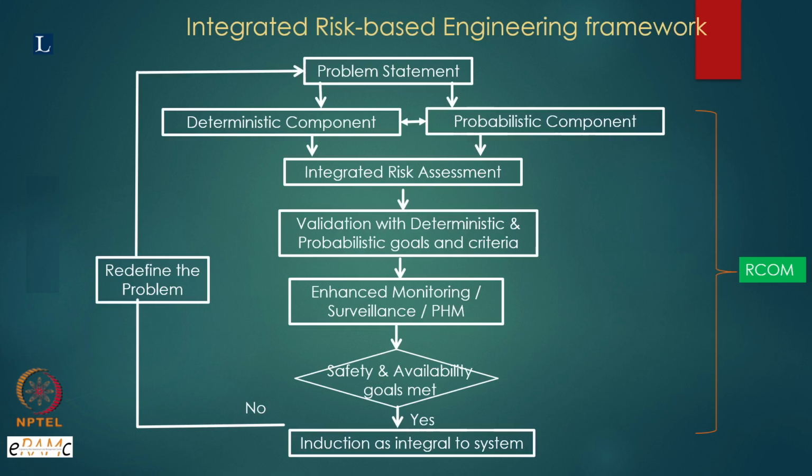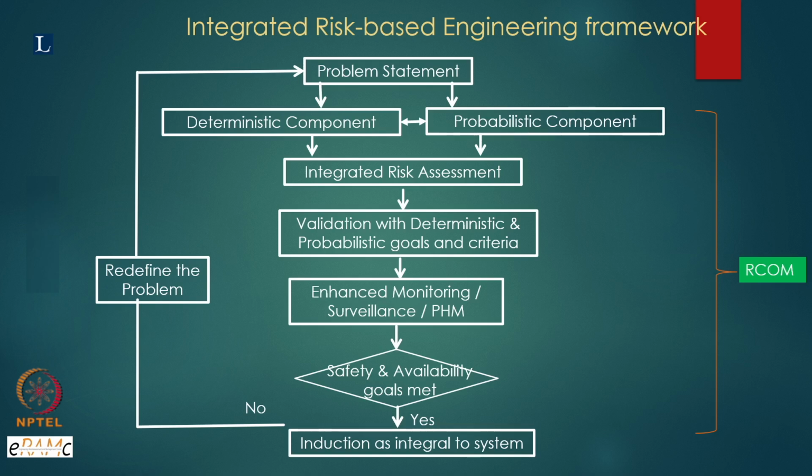Right since the beginning, I have been telling you that there are two major approaches: deterministic approach and probabilistic approach. What is the integrated risk-based engineering framework? First, we have to define the problem. Then some elements of deterministic and probabilistic approaches, exchanging among themselves, will provide you a stage for integrated risk assessment. Like a simple example, deterministic criteria, failure criteria will come from the deterministic side only. The plant configuration is also defined under the deterministic side.